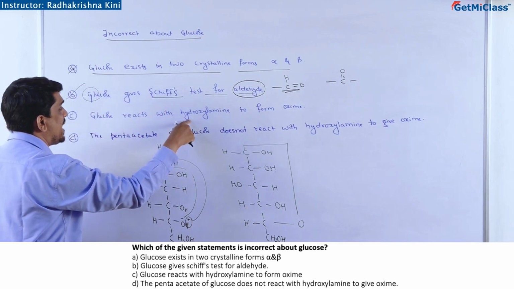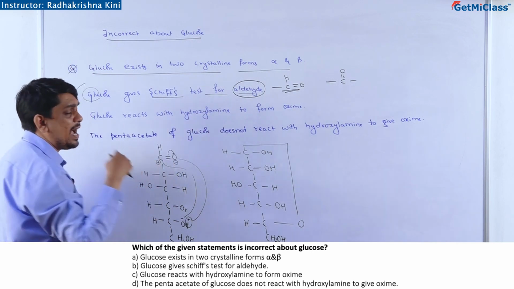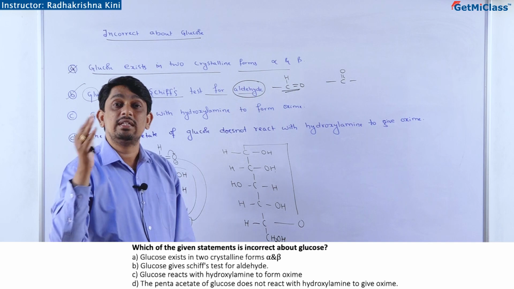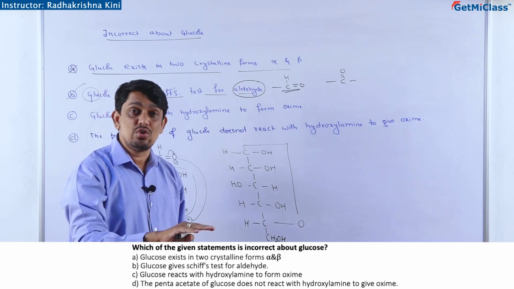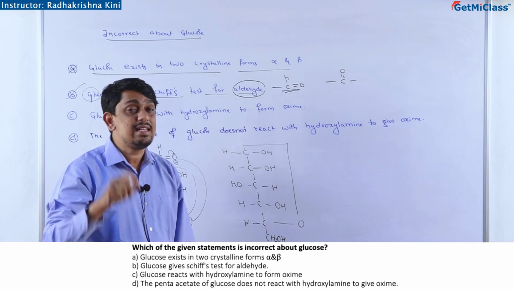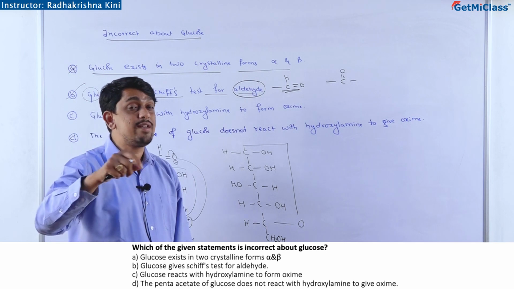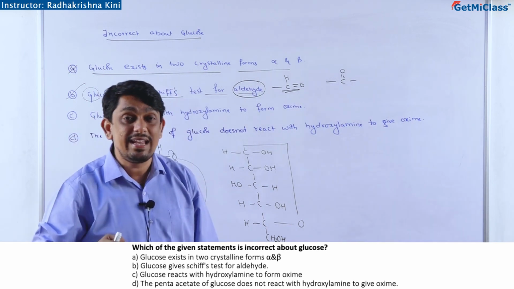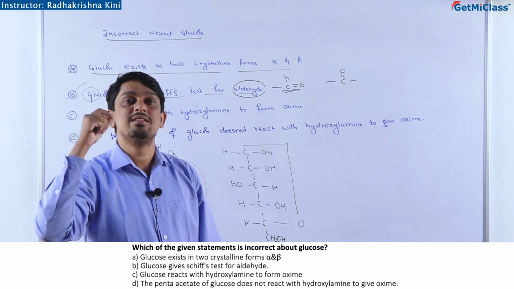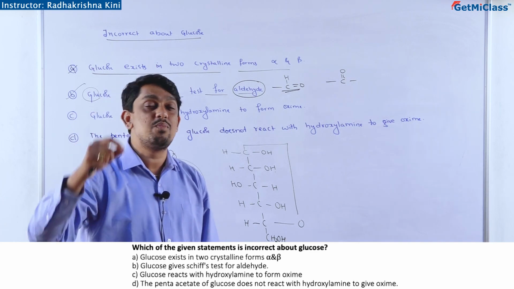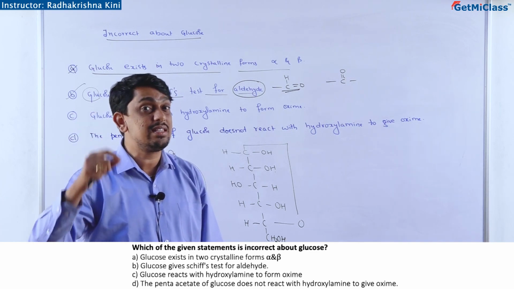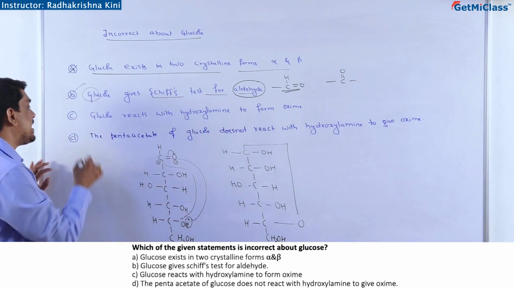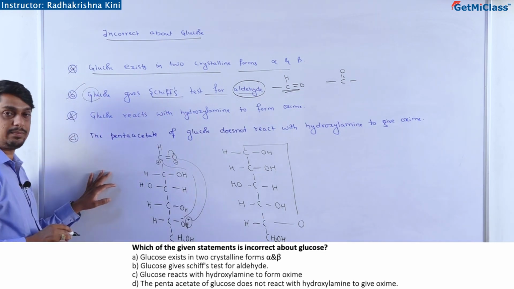Glucose reacts with hydroxylamine, it forms oxime. Students, in the syllabus we studied that glucose with hydroxylamine gives you oxime, and this is the reaction we use for structural elucidation of glucose, and this reaction proves that glucose contains a carbonyl functional group. You studied this in the board, so I am not explaining this once again. So this is the right statement, so it cannot be the answer.